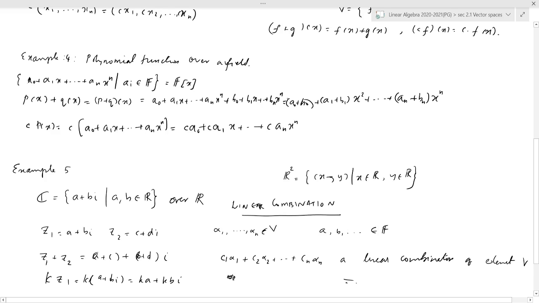This completes section 2.1. Now we can discuss section 2.2. In that section, we will discuss the basic ideas of subspaces.